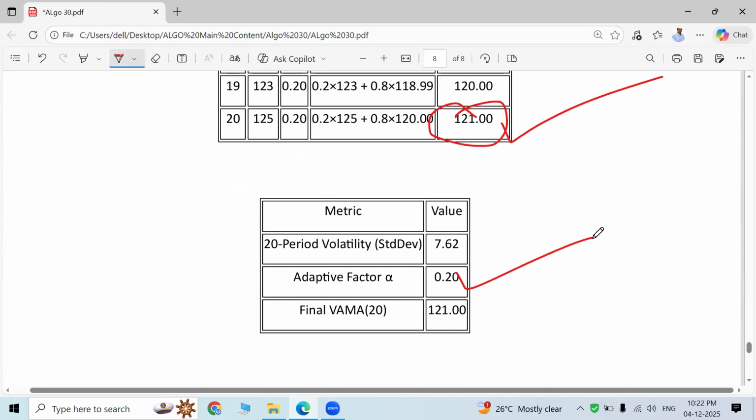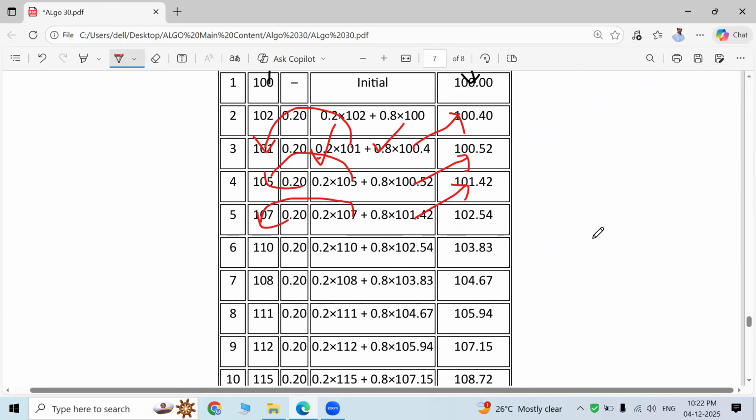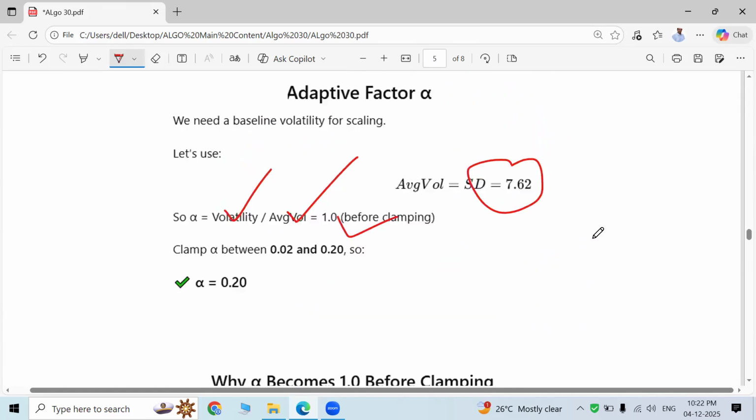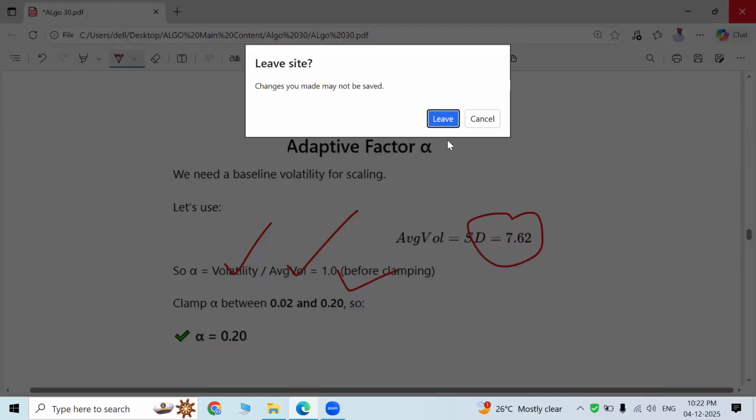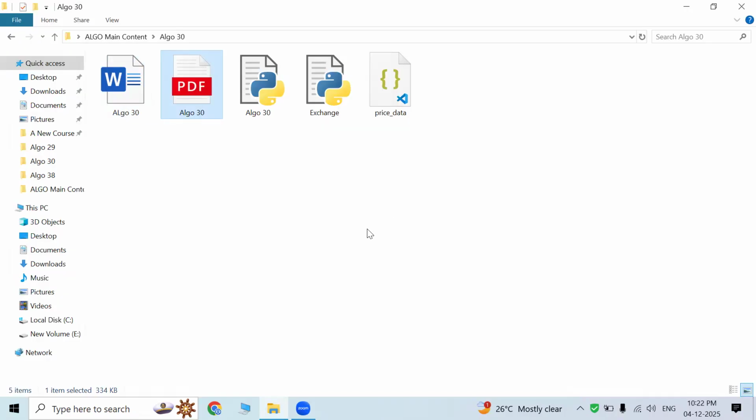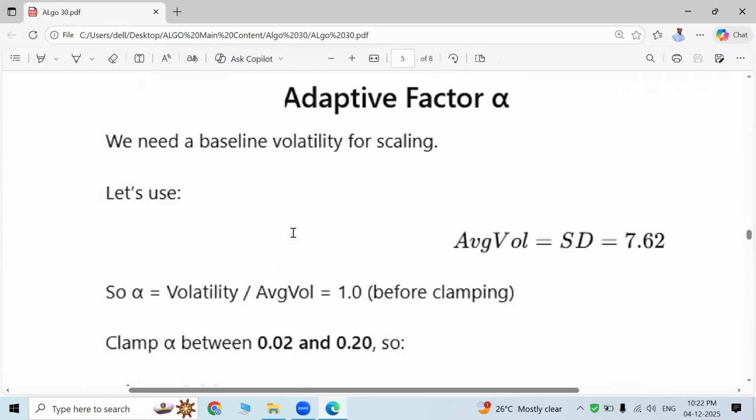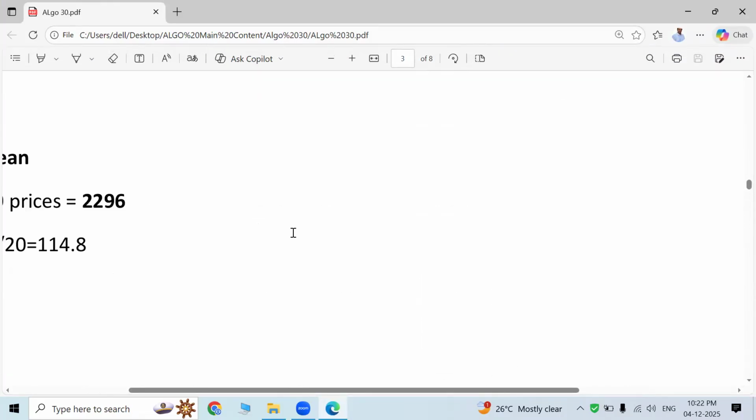This is by considering alpha as 0.02, because the 20-period cycle average volatility is 7.62. Now this alpha we can choose between 0.02 and 0.20, and based on that we get the final VAMA. Once we get the VAMA, our trade setup is ready. Now let me explain this complete part one more time. Let me open this PDF again and explain it.